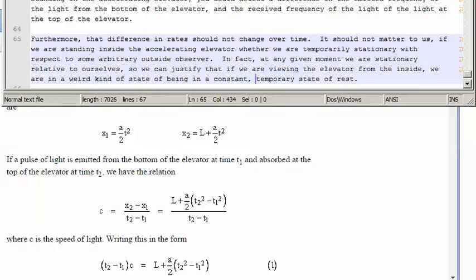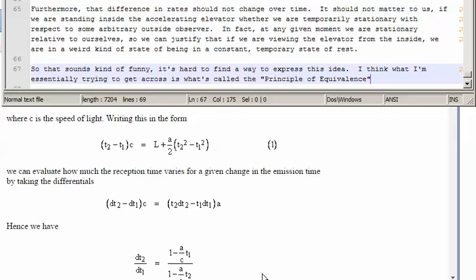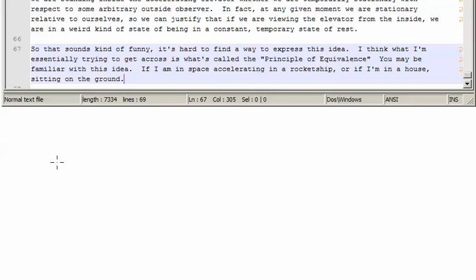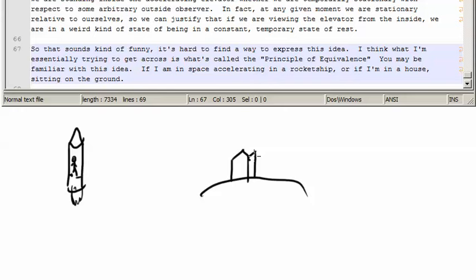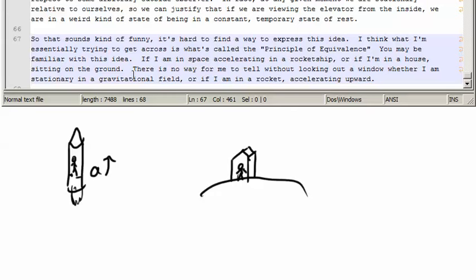That sounds kind of funny. It's hard to find a way to express this idea. I think what I'm essentially trying to get across is what's called the principle of equivalence. You may be familiar with this idea. If I'm standing on an accelerating rocket ship, or if I'm in a house sitting on the ground, there is no way for me to tell without looking out a window whether I am accelerating or just sitting stationary on a planet. Let me say that again just in case I flubbed it. There's no way for me to tell without looking out a window whether I am stationary in a gravitational field or if I am in a rocket accelerating upward.